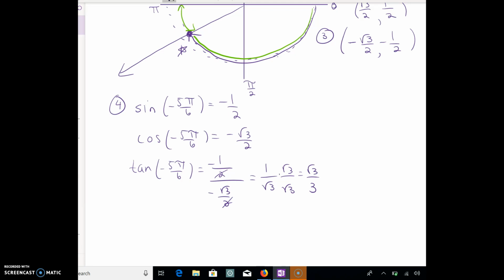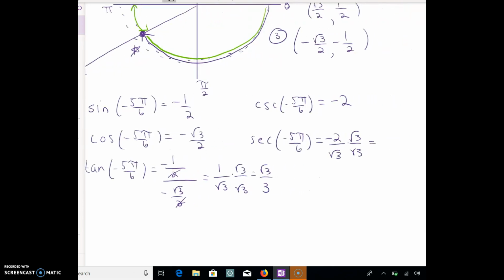Once we have sine, cosine, tangent, cosecant of negative 5 pi over 6 is the same thing as saying the reciprocal of sine. So the reciprocal of negative 1 over 2 is negative 2 over 1, or negative 2. Secant of negative 5 pi over 6 is the same thing as the reciprocal of cosine. Cosine is negative square root of 3 over 2. So if we flip that, we get negative 2 over the square root of 3. And then we have to rationalize it. We get negative 2 square root of 3 over 3.